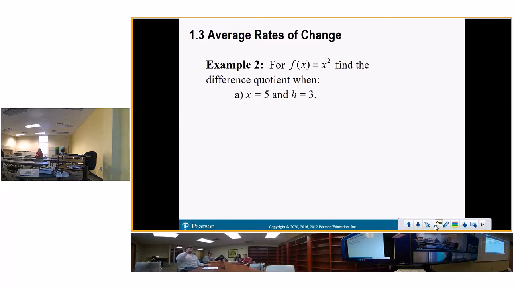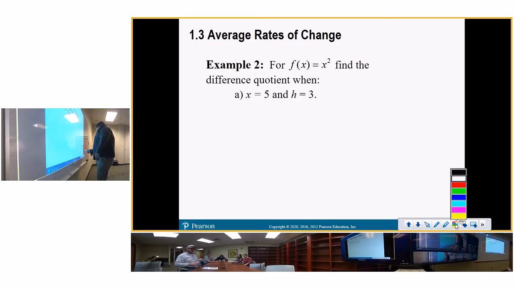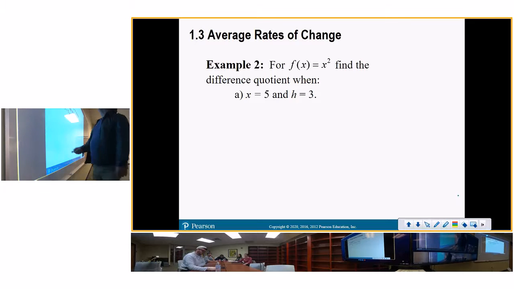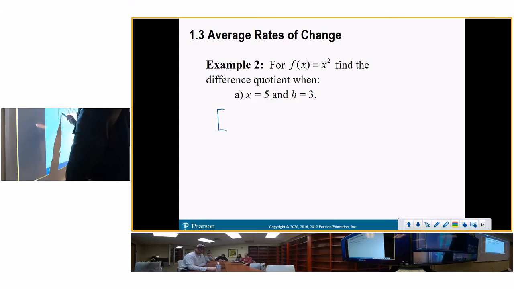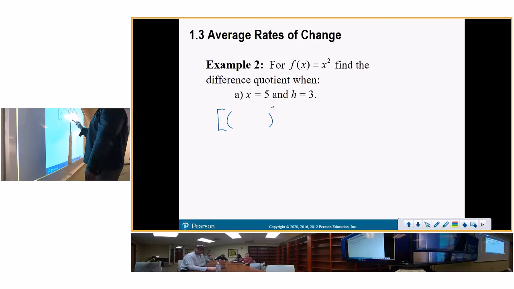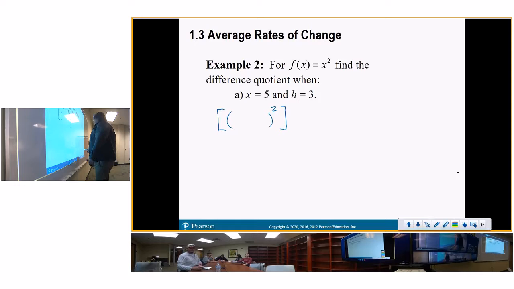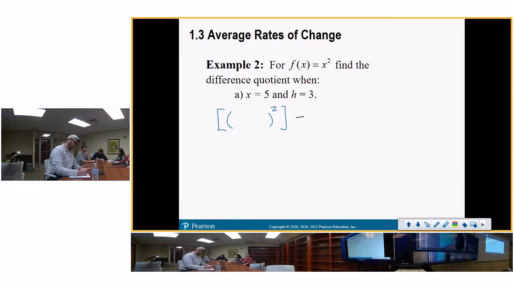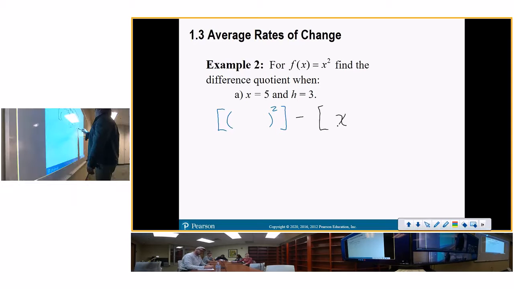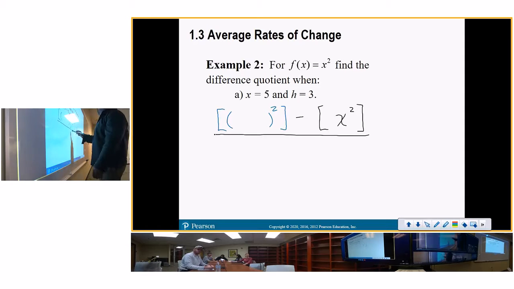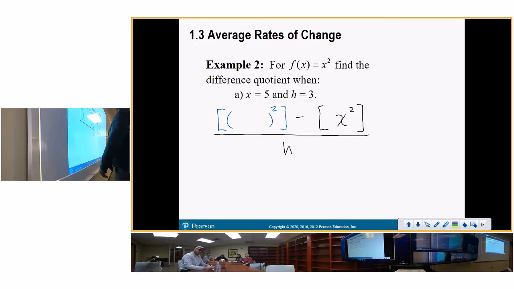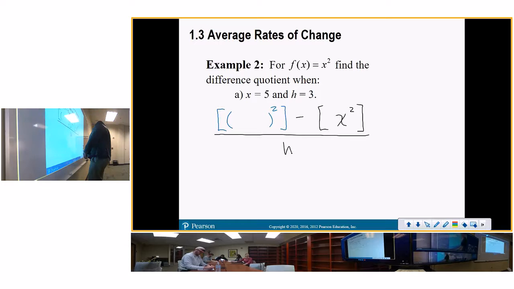I'll use the blue pen to do my parentheses squared minus f of x, which is x squared, over h. Plug in x plus h.